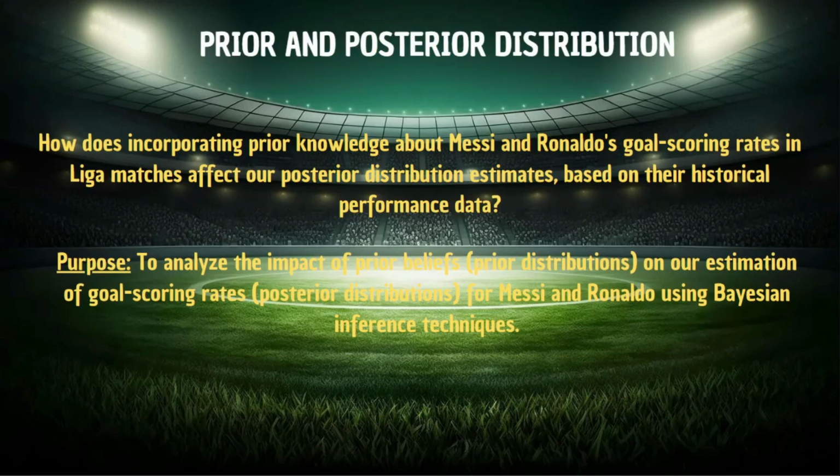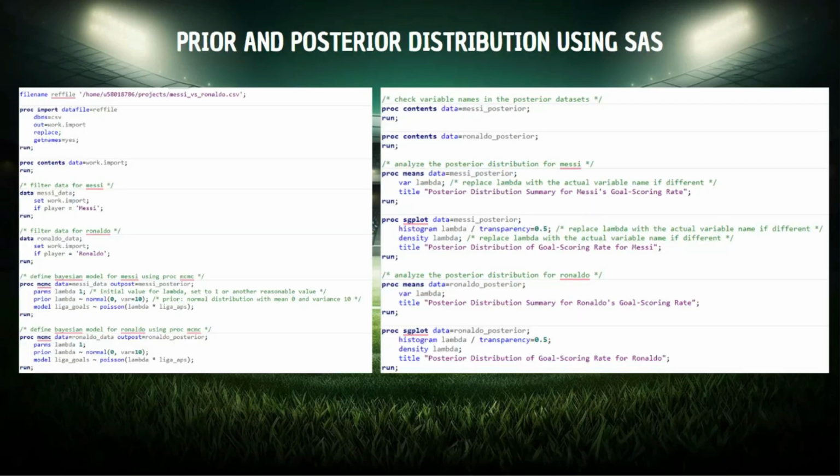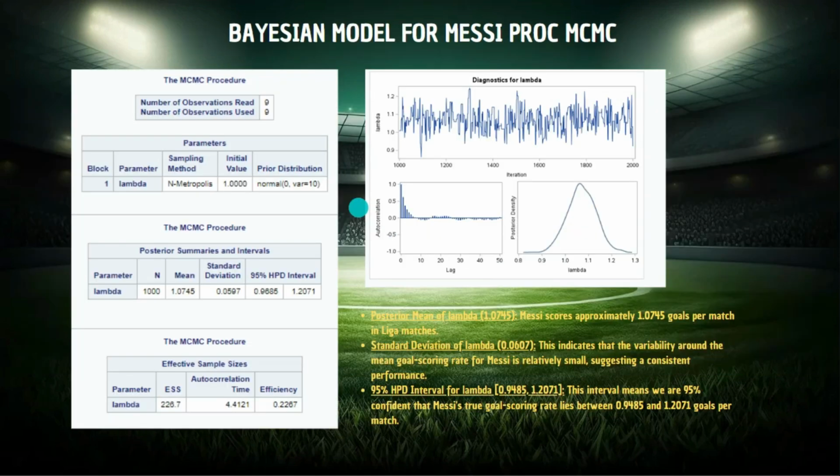And here's one. How does incorporating prior knowledge about Messi's and Ronaldo's goal scoring rates in Liga matches affect our posterior distribution estimates based on their historical performance data? The purpose is to analyze the impact of prior beliefs, prior distributions, on our estimations of goal scoring rates for Messi and Ronaldo using Bayesian inference techniques. So I used SAS to do this.